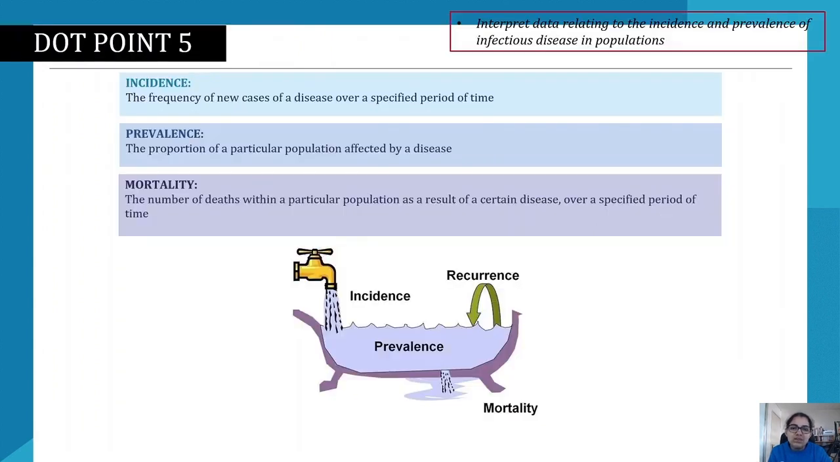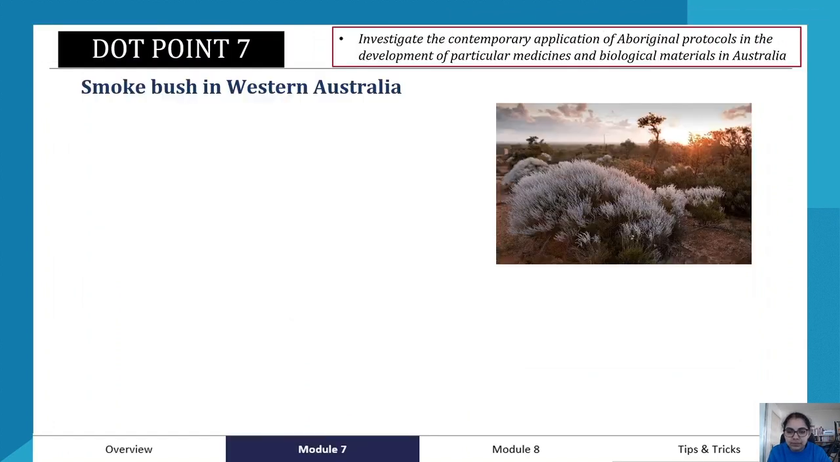So, what is the incidence and prevalence of an infectious disease? What does that mean? Incidence refers to the number of new cases over a specific period, like in a week, in a month. Prevalence is the overall number of cases, or the proportion of the population that is affected by the disease. So, for example, with COVID-19, the prevalence is going to be, I can't remember the number of cases, but I think it's going to be the number of cases since the beginning of the pandemic. Incidence could be the number of cases in May, for example, in June, and so on. And then mortality refers to the number of deaths within a particular population as a result of the disease.